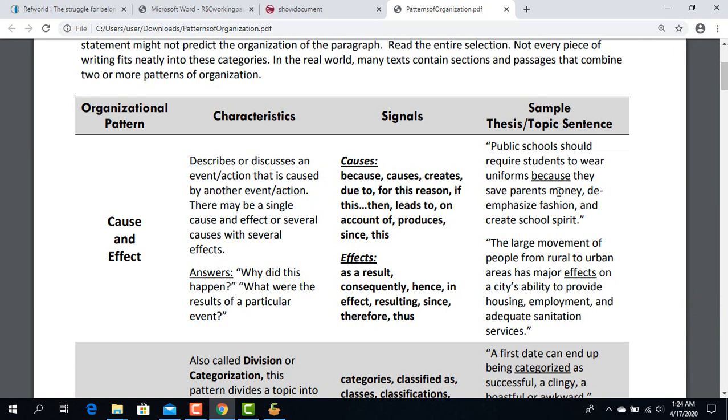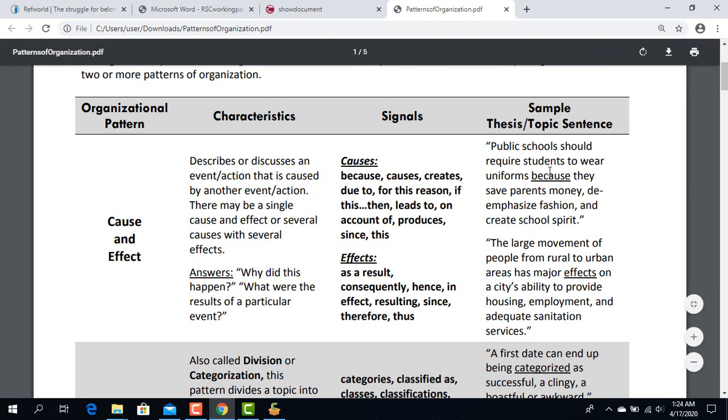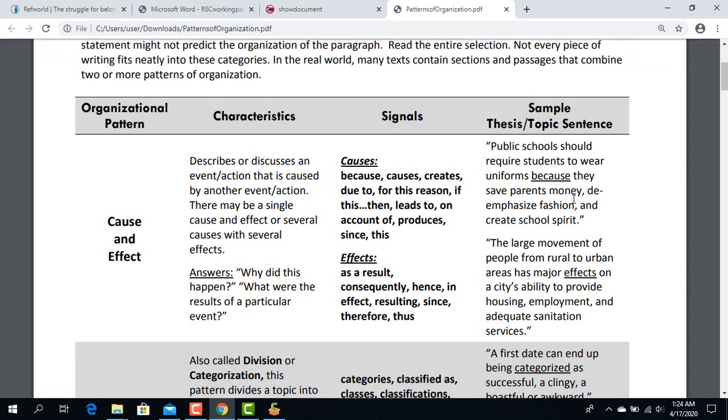So as you can see here, this signal, which is because, links these two areas to each other. The first area is public schools should require students to wear uniforms. Okay, why? Why should they require the students to wear these uniforms? Because they save parents money. So this is the cause. So here we have a cause effect relationship. Because of this, we're going to have this effect. So that's why we can say here that the pattern is cause effect.